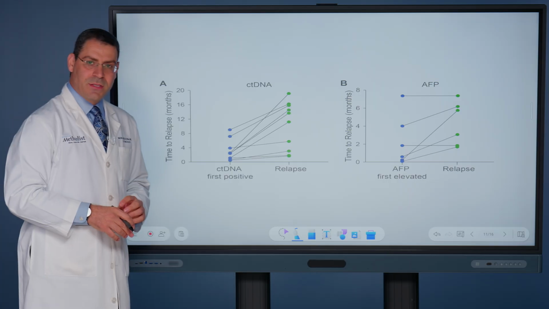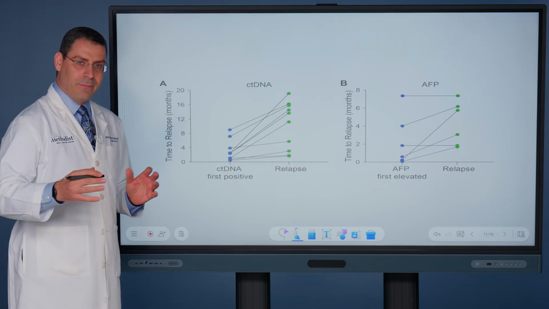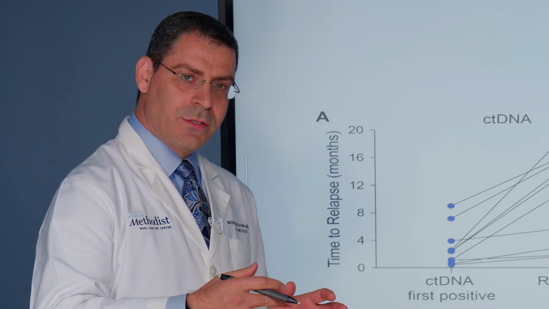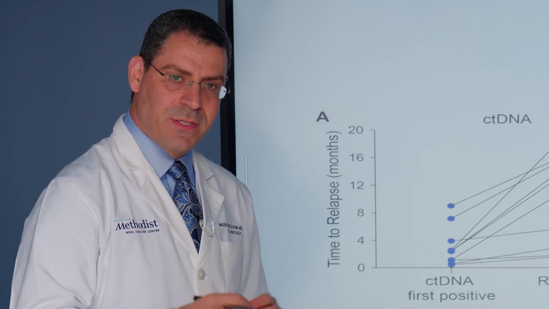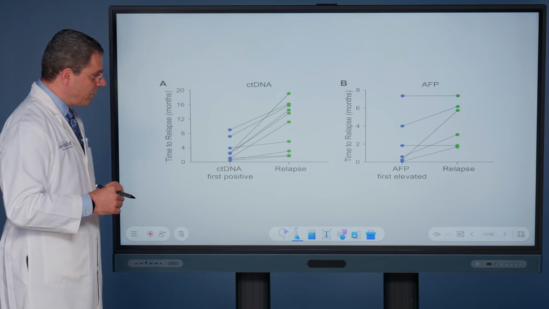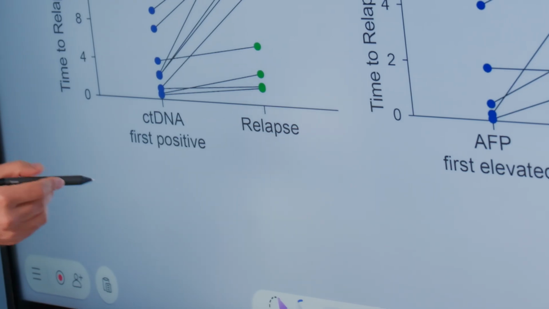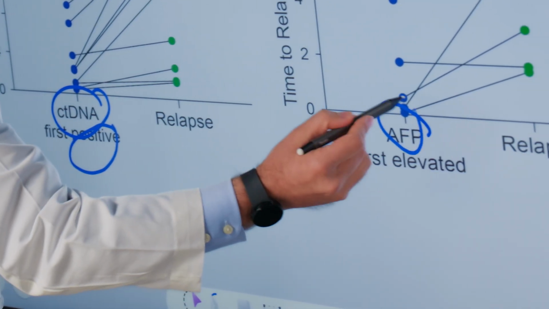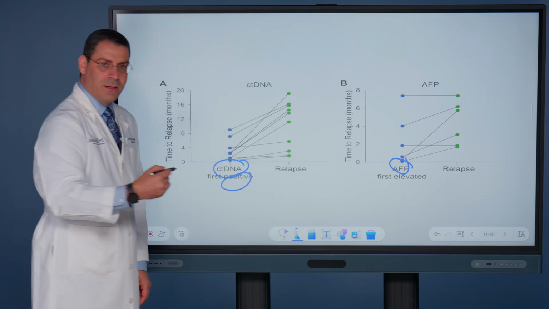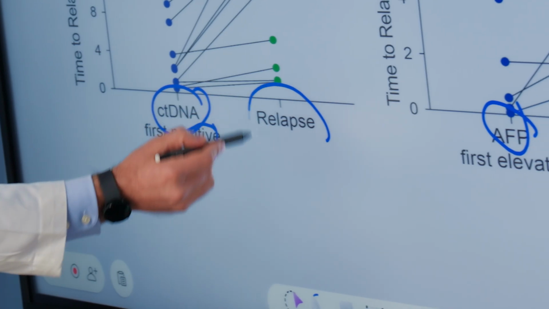We did a time-sensitive analysis. Basically, we looked at the lead time between the recurrence of a disease compared to the time when we see the positivity of the ctDNA or the alpha-fetoprotein. So the lead time again is the time between the positivity of the ctDNA or alpha-fetoprotein and the time we see it in the scan, or elevation or positivity of the scan, which is the relapse time.